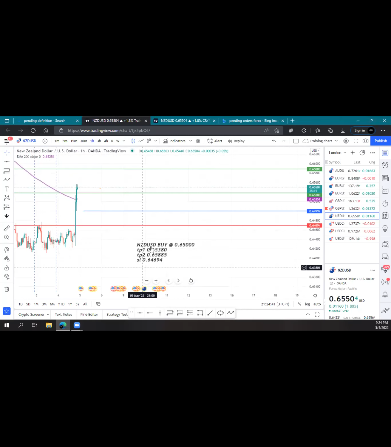They tell you NZD USD buy at 0.65000. Now, what some people normally do is, oh, NZD USD buy. Guess what? They've gone to click on buy without looking at the market price, without looking at the entry price. They've already clicked the button.